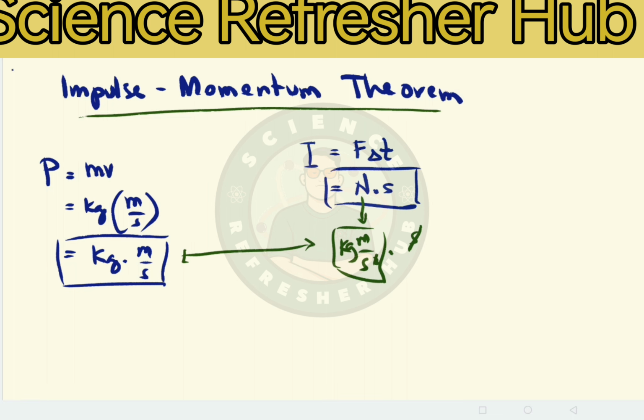Let's talk about the theorem, impulse momentum theorem. When a force is acting on an object in a very quick time, it results in change in momentum. So the impulse results in change in momentum of the object.